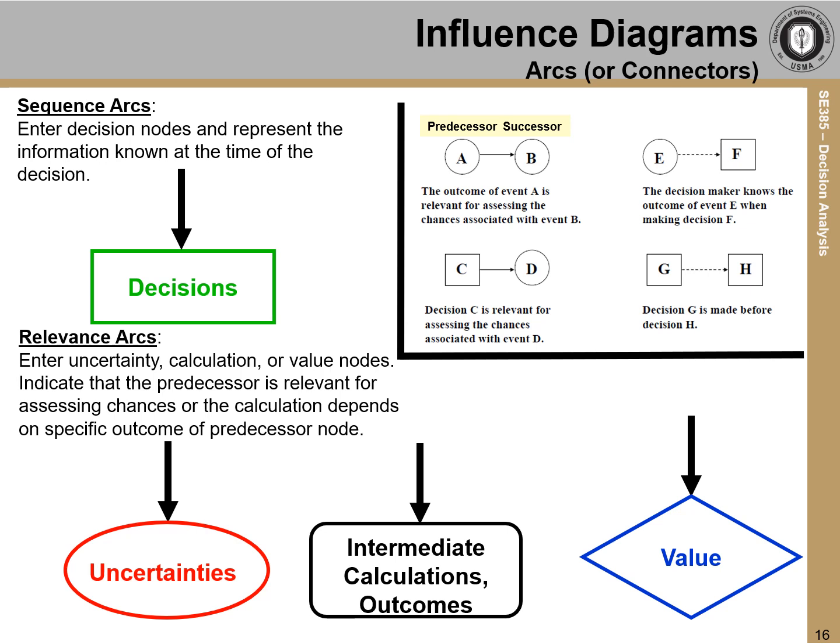For intermediate calculations or outcomes, if the outcome is based off of a decision or the uncertainty, it should point to that node. And at the end, the value node, if your decision, your uncertainty or your intermediate calculation impacts that final value, you should have an arrow pointing there.